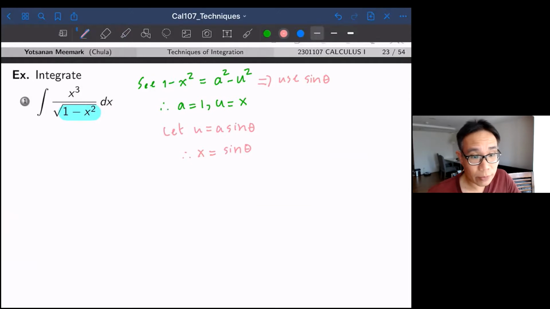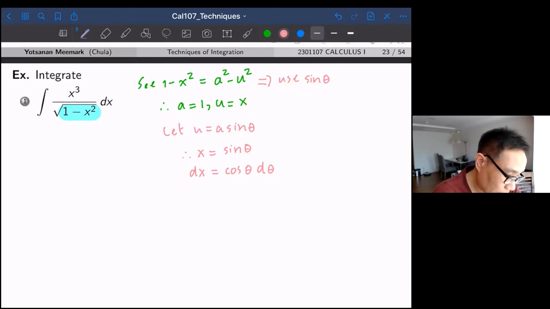The idea is very simple, basically. So it's going to be x equal to sine theta, and you're going to compute dx for me. Differentiating, you're going to get cos theta d theta. And then you're going to integrate.